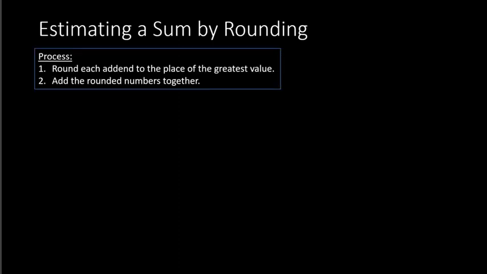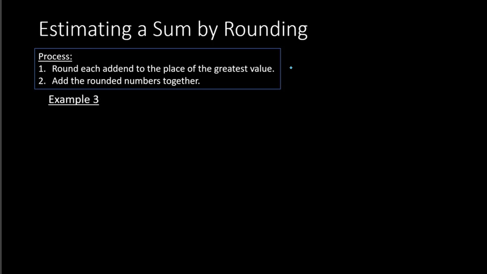Now to finish off this lesson, we are going to discuss how to estimate a sum by rounding. And this is going to come in handy in many different scenarios, but especially when you're just trying to get a rough number or rough estimate. What we're trying to do here is figure out what number it is close to when we're adding. There are different ways you could round or estimate, but here we're going to round each addend to the place of the greatest value, and then add the rounded numbers together.